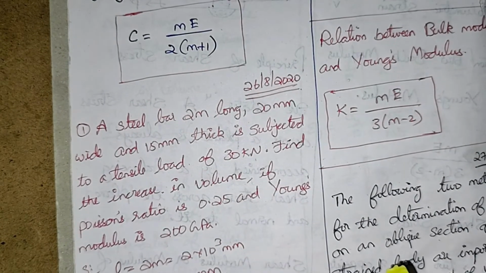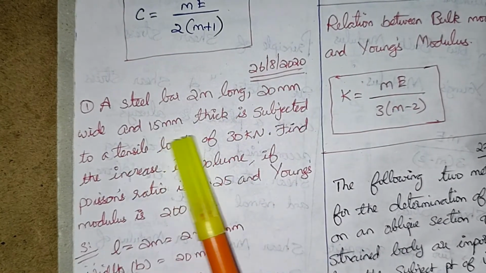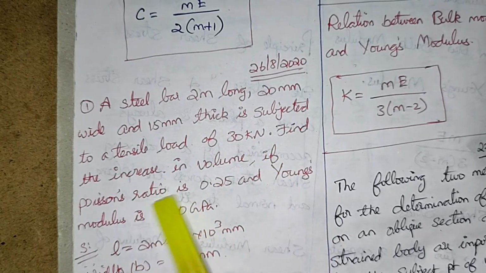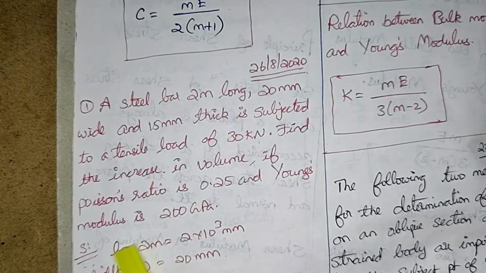Now we'll see one problem. A steel bar 2 meters long, 20 mm wide and 15 mm thick is subjected to a tensile load of 30 kilonewtons. Find the increase in volume if Poisson's ratio is 0.25 and Young's modulus is 200 gigapascal.